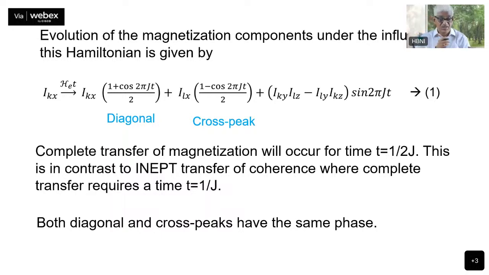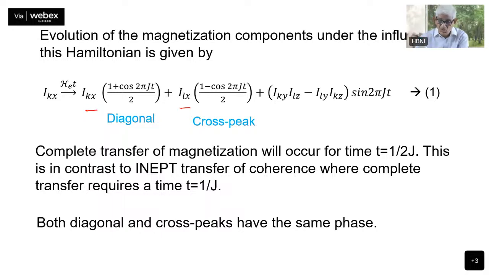Notice here, the spin lock has already caused a coherence transfer. In the COSY case, we applied the 90-degree pulse to cause coherence transfer. Here, the spin lock on the transverse plane in the rotating frame actually causes a coherence transfer already. Now this one, the IKX term, will give you a diagonal peak, and the ILX term gives you the cross peak. And these are two antiphase terms, which will decay and be eliminated.